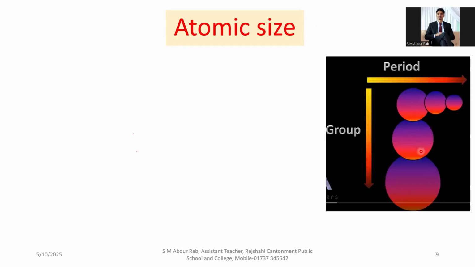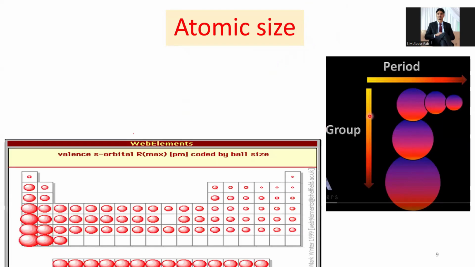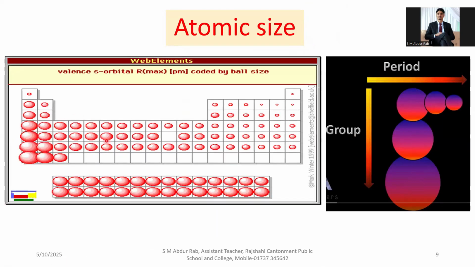Generally, when you move top to bottom in a group, atomic size increases, and in a period from left to right, atomic size decreases. As you see from this figure, this also shows the same scenario. When you move top to bottom in a group, atomic size increases, and left to right, atomic size decreases.